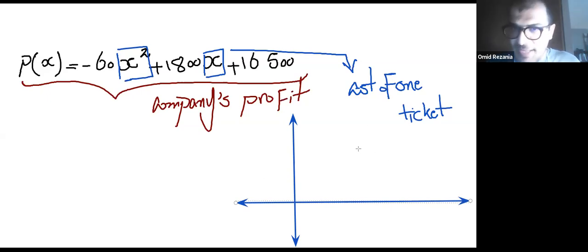Okay, the first part that we have here on the y-axis, we know that the y-axis represents what? It represents our P of X, which is going to be the total profit, which is a function of the X, the cost for a ticket. Okay, now I'm just going to plot it. I'm going to go to Desmos to do the plotting, and let me share my screen with you on Desmos.